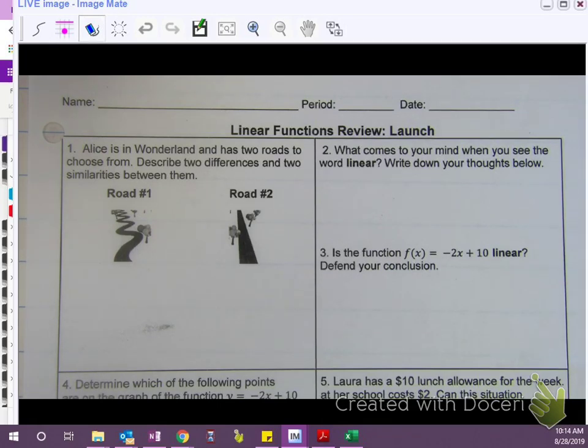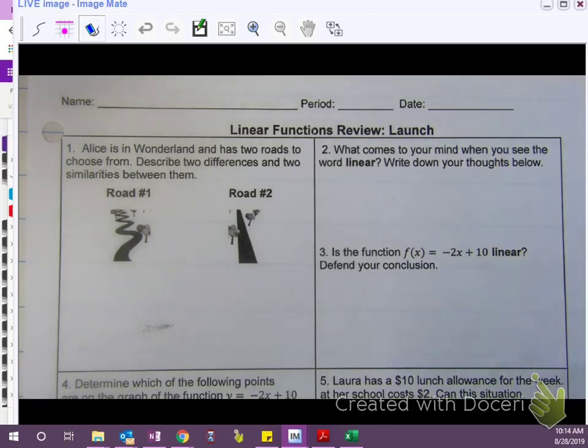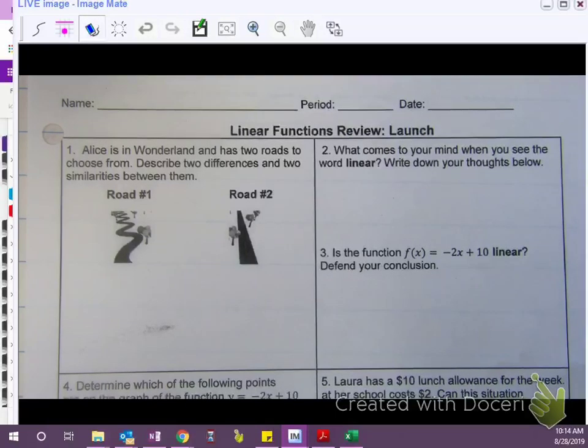Okay, looking at the next question, what comes to your mind when you see the word linear? Ladies, you here in the middle. What comes to your mind when you see the word linear? Okay. Straight line, a graph, a function. Do you realize that the word linear has the word line in it? The word linear has the word line in it. That's another way to help you remember.